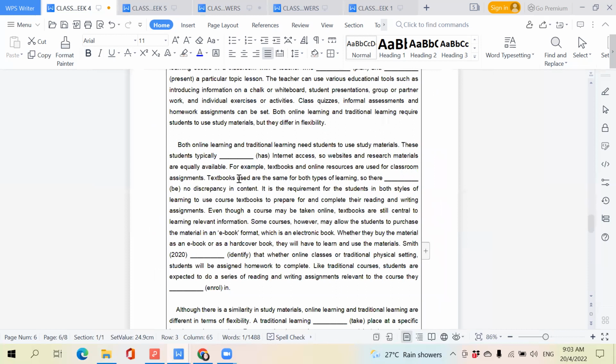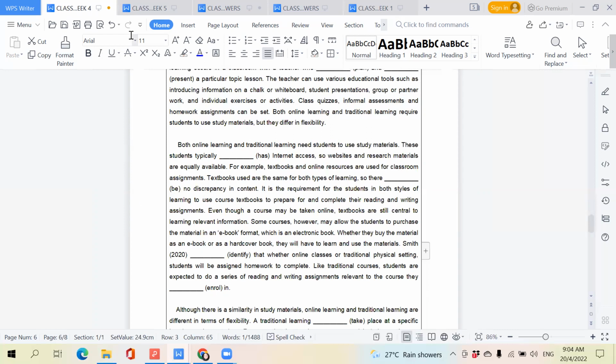Okay, next is about both online learning and traditional learning need students to use study materials. These students typically, okay, so if you look at the first one, you'll notice that this is written in present perfect. Like, simple present tense. Okay, so usually, most part of the sentence will be in the same tense. However, there will be a certain condition where you have present perfect or simple past tense as well, depending on the situation.